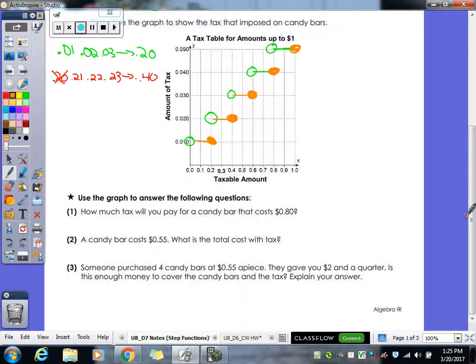All right, so how much will you pay for a candy bar that costs 80 cents? So go over here to 80 cents. Go all the way up. How much are you paying? 4 cents.